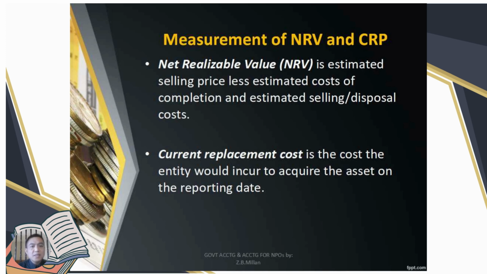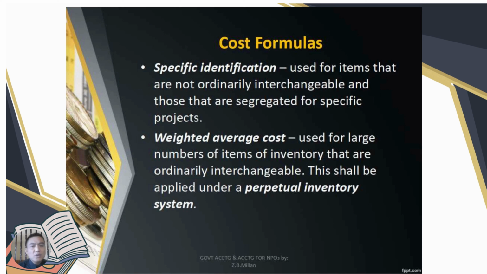Measurement of NRV and CRC. What do you mean by NRV, guys? Is estimated selling price less estimated cost of completion and estimated selling or disposal cost po. That is how do we compute for the NRV. And how do we compute for the current replacement cost? Is the cost the entity would incur to acquire the asset on the reporting date.